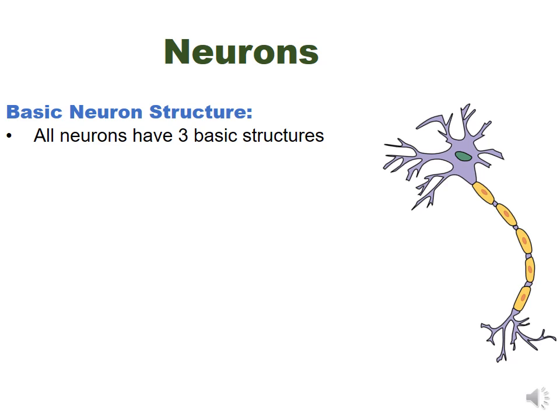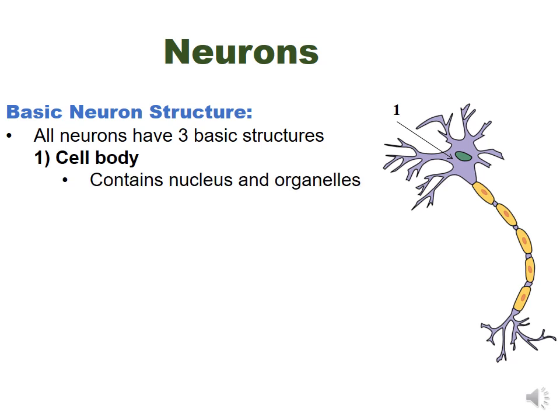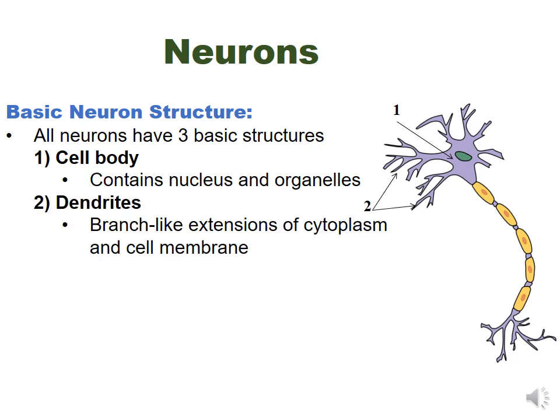Now let's talk about the basic structure of a neuron. All neurons have three basic parts. Here, number one is the cell body of a neuron, and it contains the nucleus and all other organelles. And these are the dendrites. These are the dendrites, a branch-like extension of cytoplasm and cell membrane.